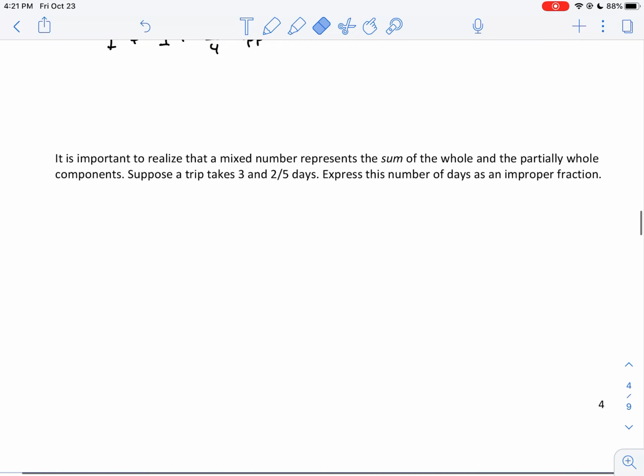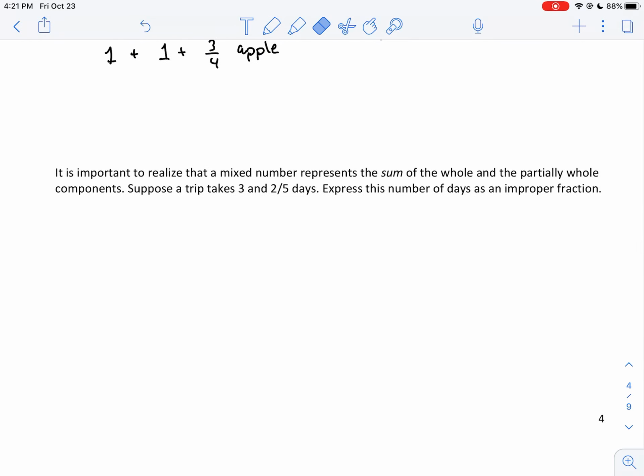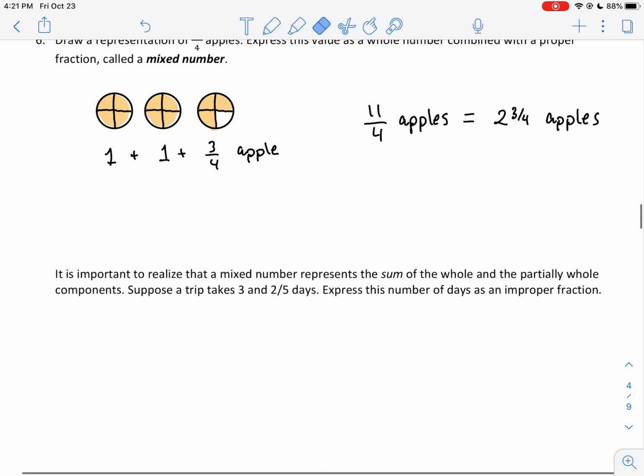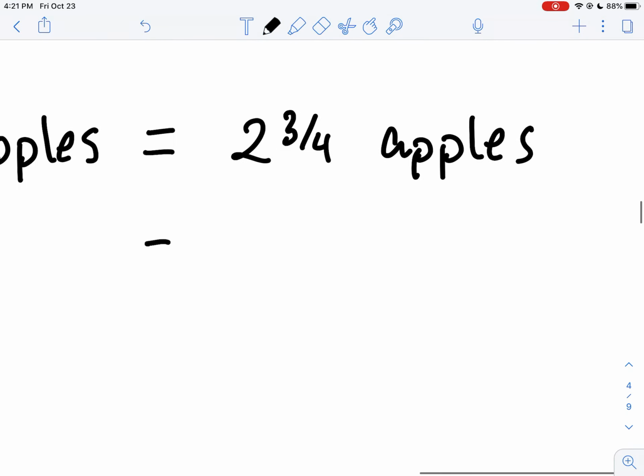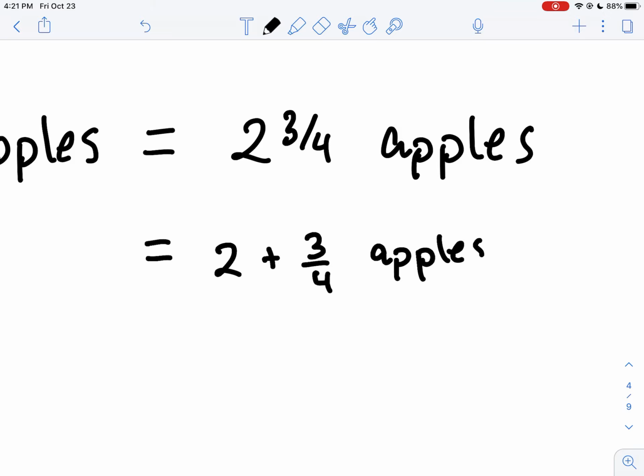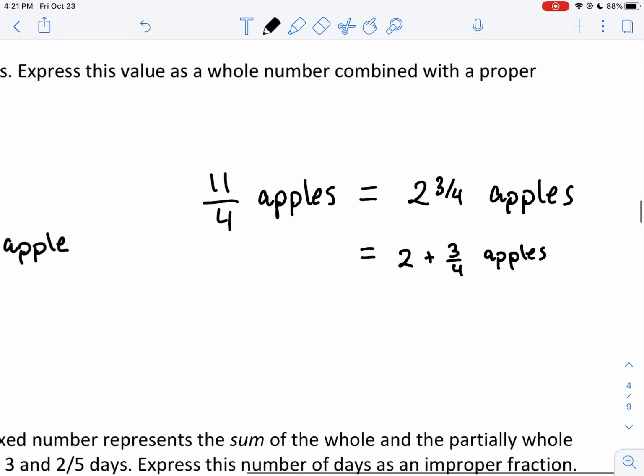Okay, I think we've done everything we need to do for that part. Now, it is important to realize that a mixed number represents the sum of the whole and the partially whole components. So if I go back up to here, when you write the 3/4 next to that 2, the implied operation is that they're being combined, in other words, added. It's the sum. It's 2 3/4 apples.